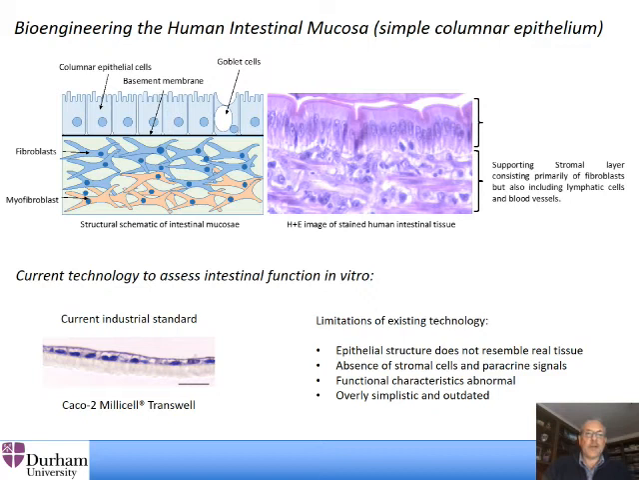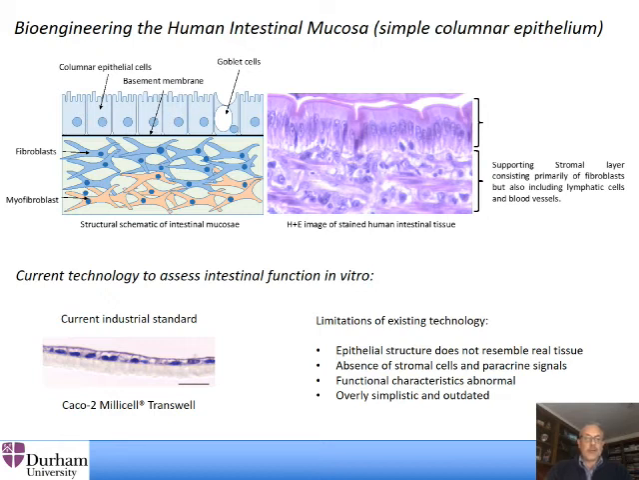And this is the human intestinal mucosa. In this situation, we have a simple columnar epithelium residing on top of a basement membrane and supporting stromal cells. So this is a single layer, and it is involved in secretion and absorption. Now, the industrial standard of studying this process of secretion and absorption of ions across this epithelium involves the use of a cell line called CACO2, most often grown as a monolayer on a transwell membrane. So a very simplistic system.